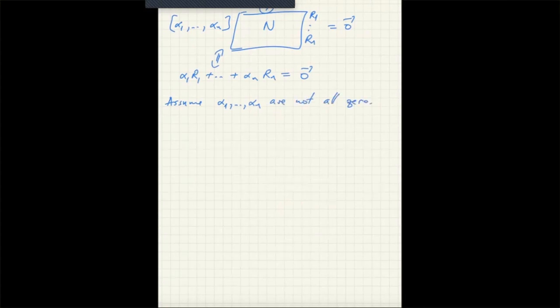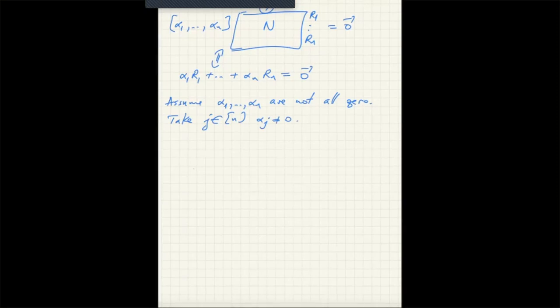Because if they're all 0, there's nothing to worry about. So let's assume they're not all 0. So let's take J, from 1 to N, such that alpha J is not 0. Okay, so what happens here?